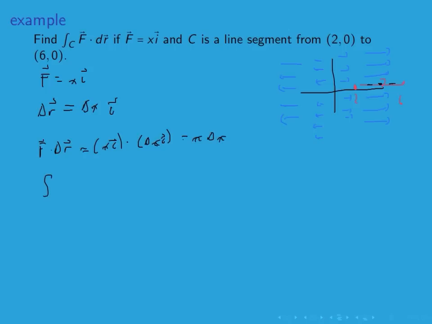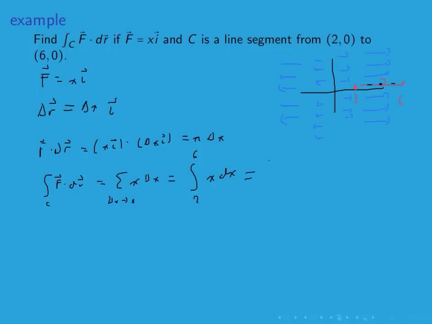Okay, so the line integral of this vector field will then be a sum of this dot product, x delta x, and I let delta x go to 0. And if I do that, if I think about this as a Riemann sum, then this becomes the integral of x dx. And the x values go from x equals 2 to x equals 6. So I integrate from 2 to 6. And now I've turned this into a simple integration problem.